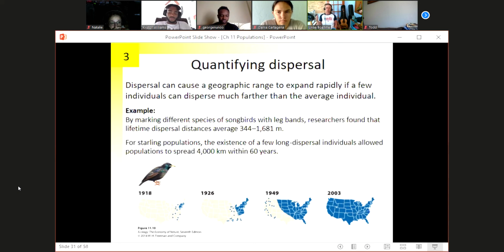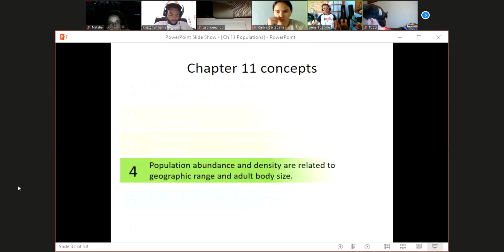So some species are really good at dispersing, and probably because they have a pretty broad fundamental niche. And so when they get to a new area, there's a really good chance they can find a place to be happy. They're not picky eaters.